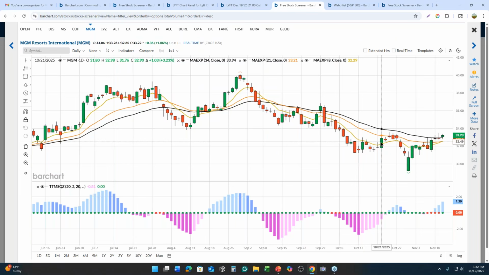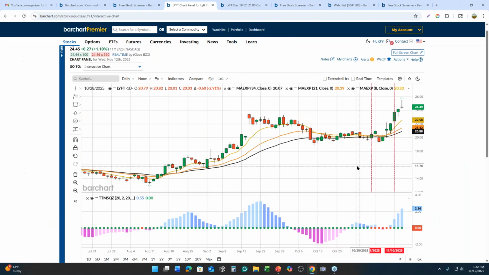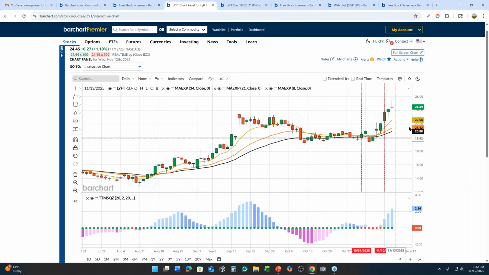Now, Carter also believes in using a 2 times ATR, the 14 period ATR. So let's go back to our lift example and where we currently are trading.